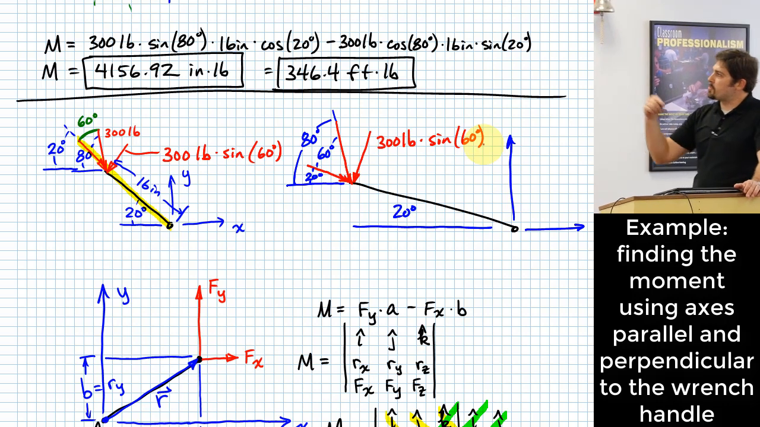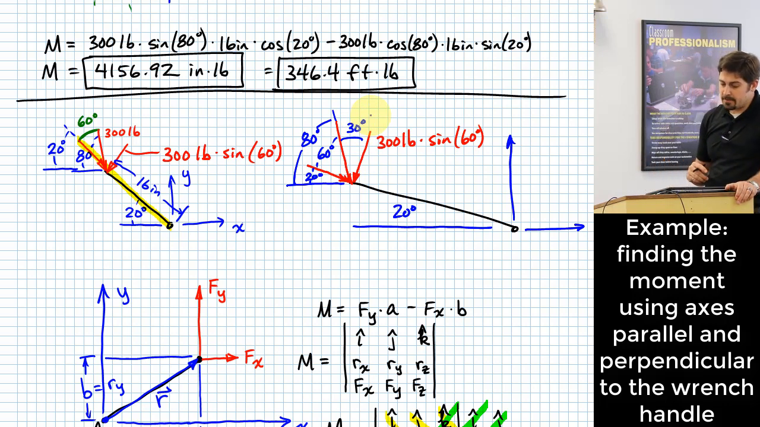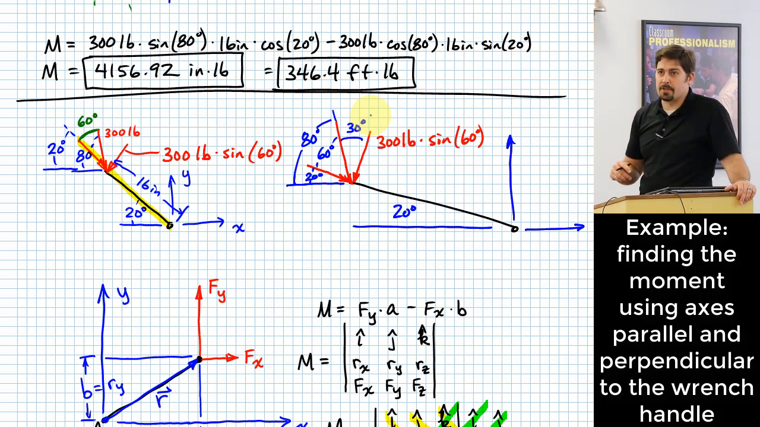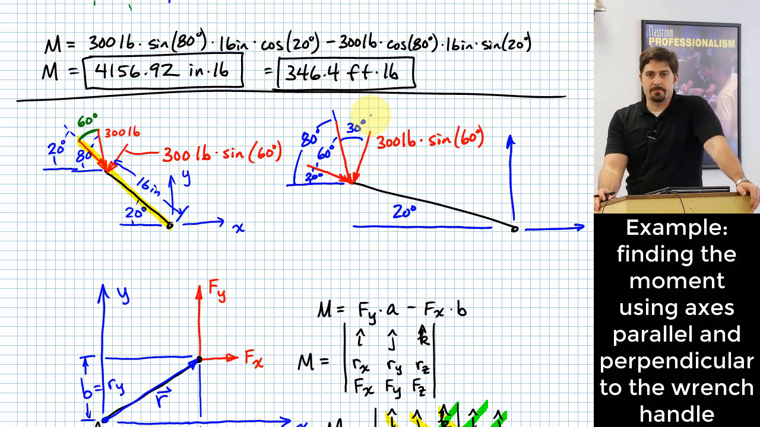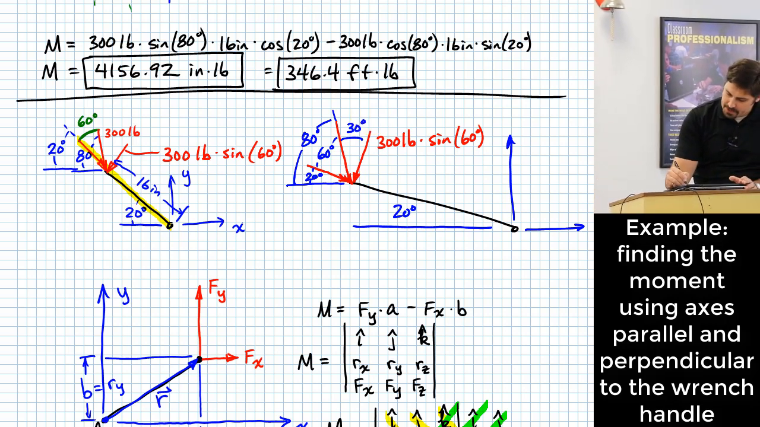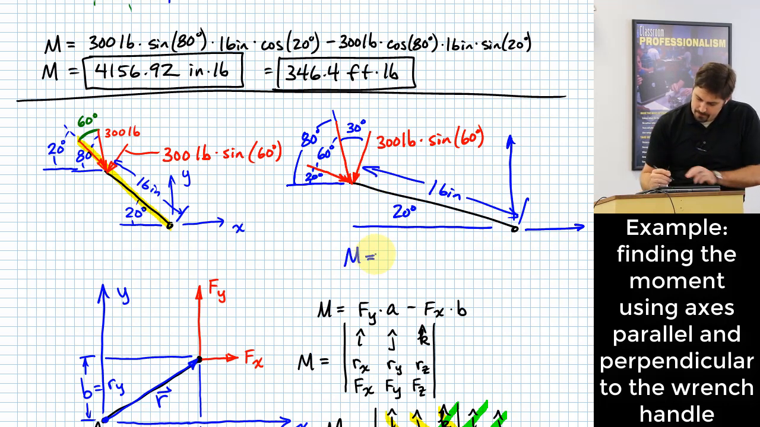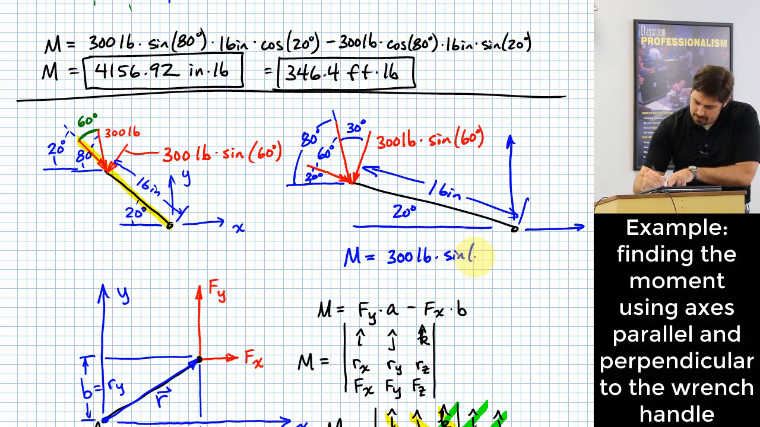Maybe this is what you were saying. Maybe you were saying 30 degrees. Okay, which is fine. You could say 300 pounds times the cosine of 30 degrees. And that works too. All right. And so anyway, since this is 16 inches long, what's my moment? It'll be equal to 300 pounds times the sine of 60 degrees times what?